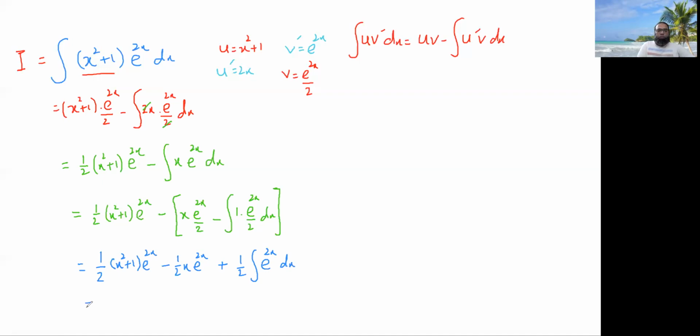Now since we don't have any more product here, this can be directly integrated. This is half x squared plus 1, this is e raised to power 2x, minus half x e raised to power 2x. And this will be 1 over 4 e raised to power 2x, then plus c.